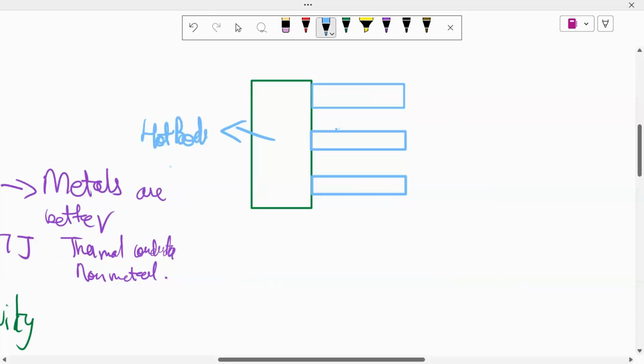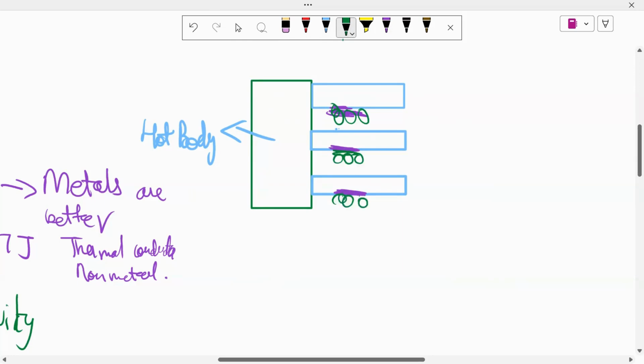Okay, now this is a hot body, and to its bottom some wax is attached, and to this wax these balls are attached. Three balls.